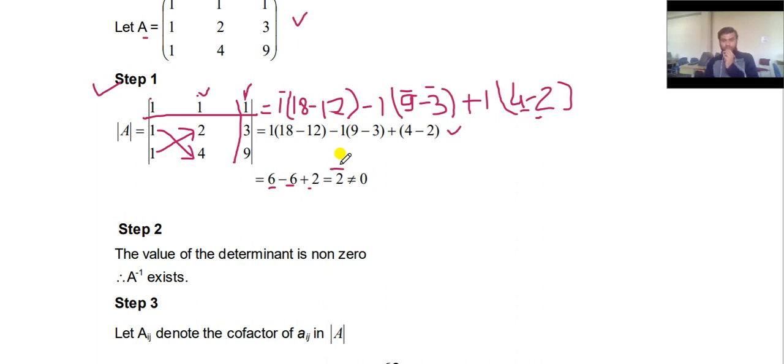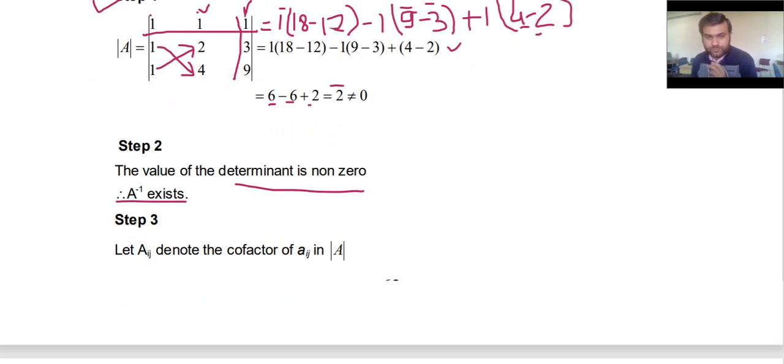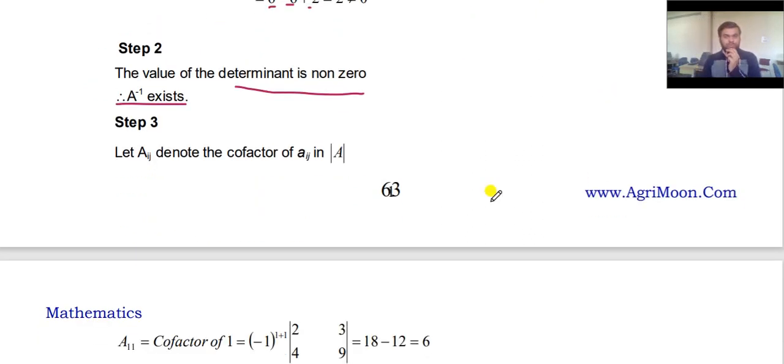So that is not equal to 0. Then we have to find the A inverse. Because the determinant is a non-zero term, A inverse exists. If the determinant is 0, then A inverse does not exist for that type of matrix. Okay. Now we will go to the third step, and we have to find the cofactors of each element.